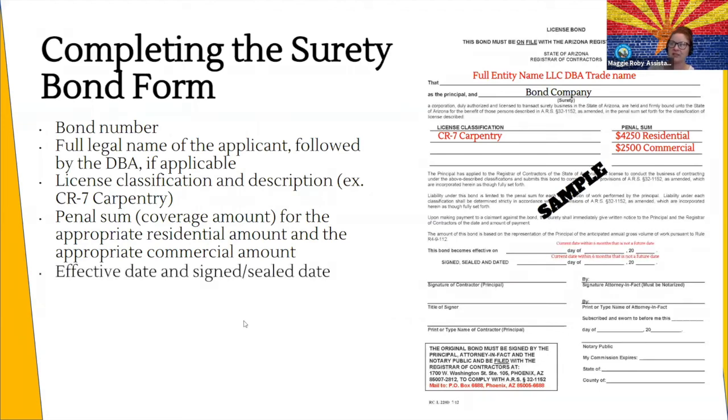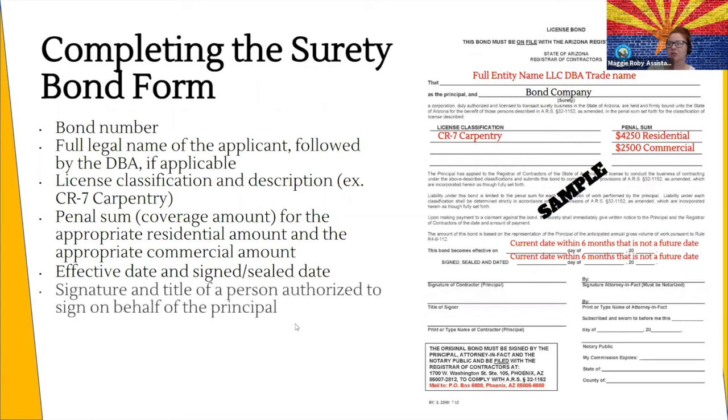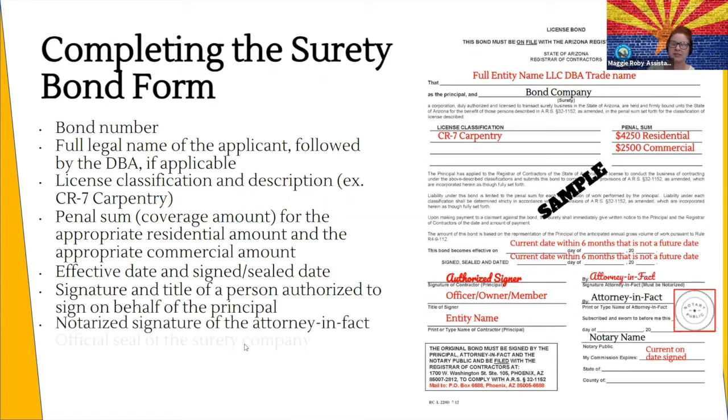Also, we need to see the effective date on the bond and the sign and seal date there. If the bond is older than 6 months, we're going to request that a full force and effect letter be submitted with it as well. We are also looking for your signature on there, and the bond needs to be notarized and it needs to have a visible seal. If the seal is not visible, sometimes we see that in scanning docs, because we are submitting things electronically, we may request that you resend that seal to us so we can visibly see it.